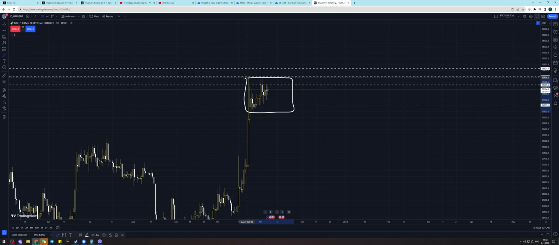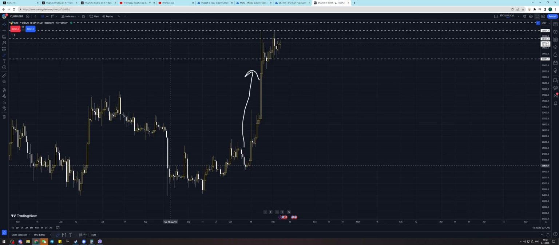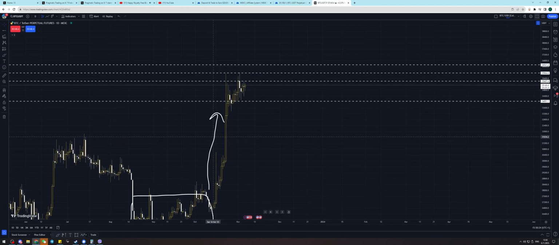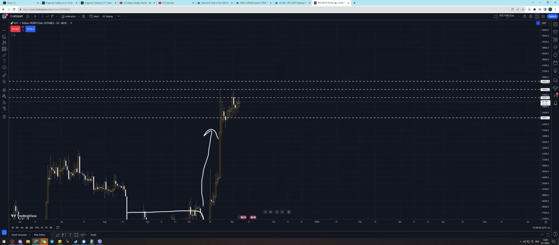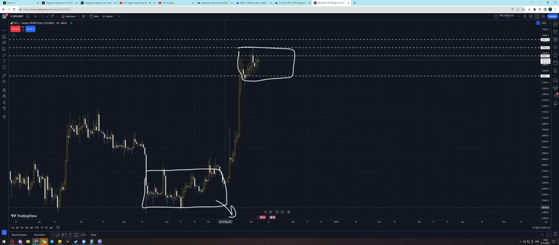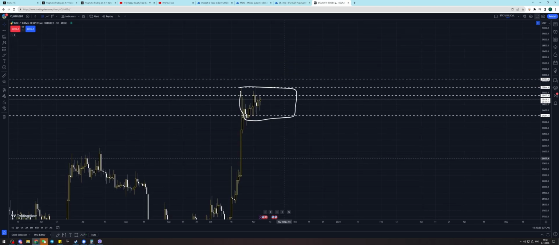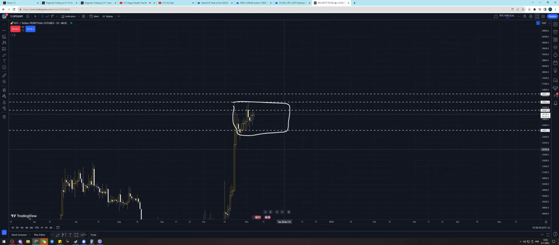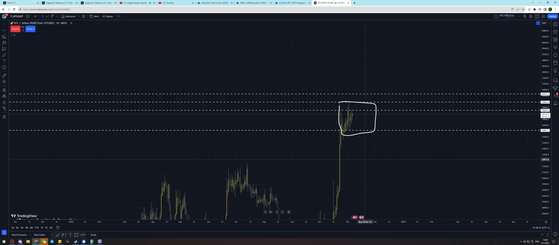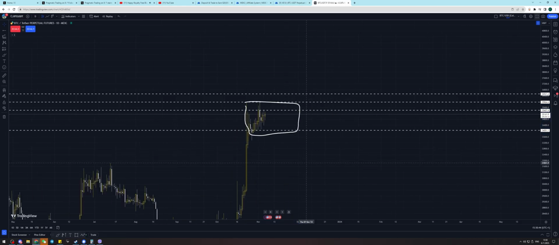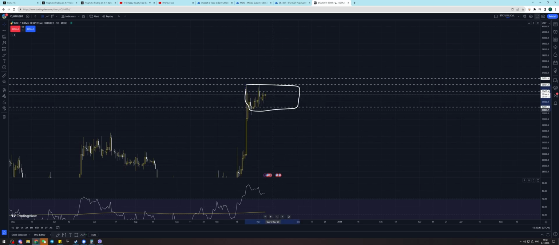Then realize that maybe, just maybe, after a markup phase, as well as the markdown phase, price or an asset will consolidate before continuing the move or reversing the move. Now it's pretty much the same, right? We have the markup phase, we are forming a range, and until this range is broken to either of the sides, it is foolish and very stupid to say we will continue higher or we will continue down. Why do I think we will continue down? Well, I stick to the technicals.